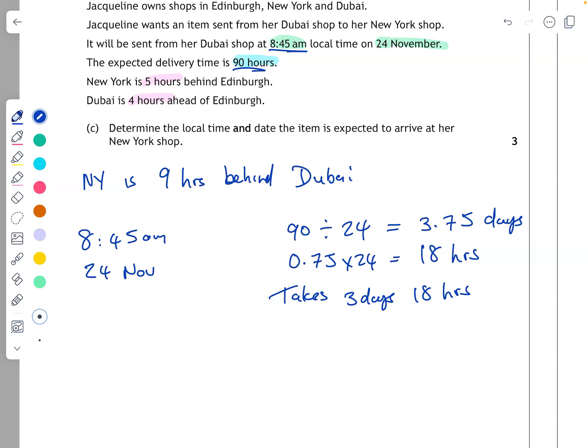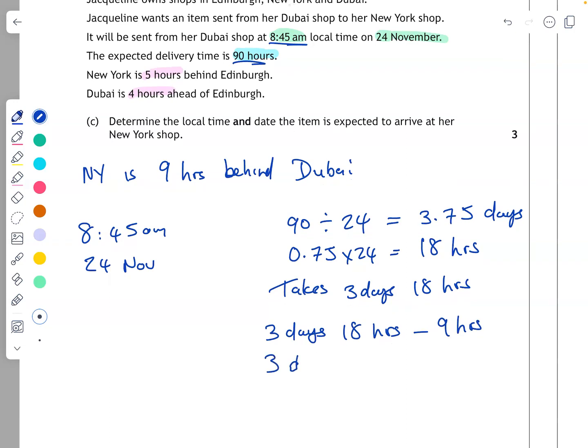Now this is where I would subtract the 9 from here, because New York is 9 hours behind Dubai. So what you can do is add 3 days, 18 hours onto 8:45, 24th November, and then subtract the 9 hours after that. But what I would recommend is subtract the 9 hours from this time, because adding 18 hours onto 8:45 is going to go over into another day. So that'll be 26 hours. So let's subtract the 9 hours from this. So let's go 3 days, 18 hours, minus 9 hours. To get it into New York time would be 3 days, 9 hours.